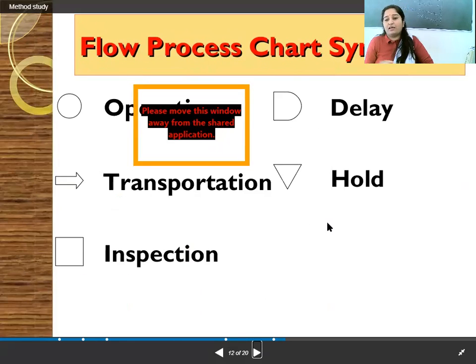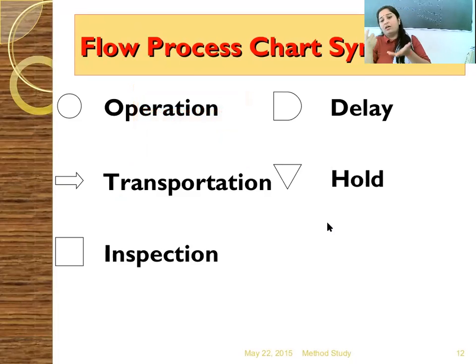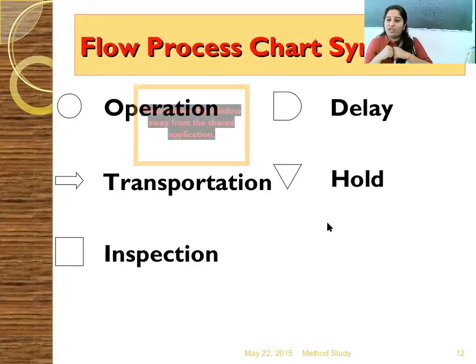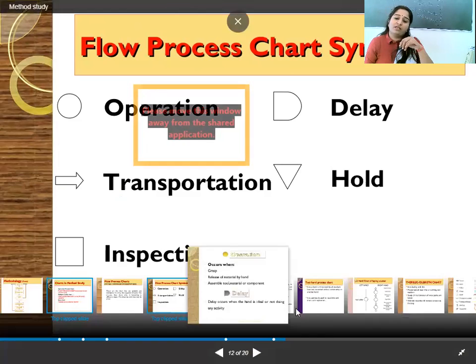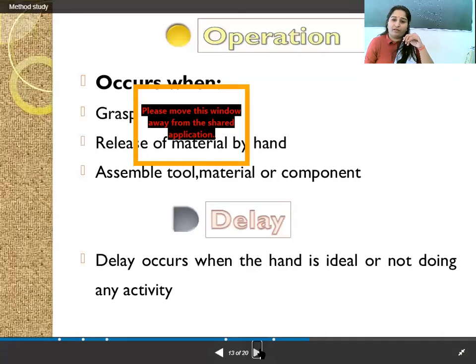Now, these are the sign conventions for the flow process chart. O, the round, is for operation. D, the capital D, is for delay. The arrow is for transportation. The inverted triangle is for hold, and the square is for inspection. These are the symbols used to show the process chart.